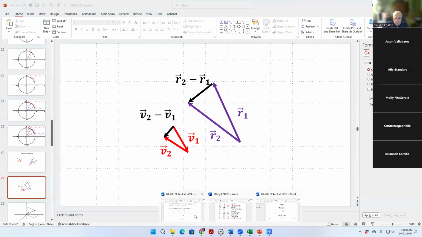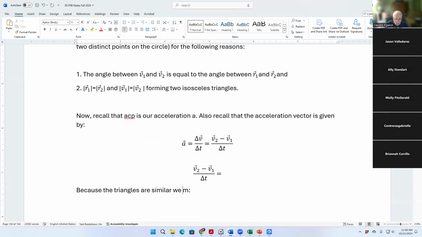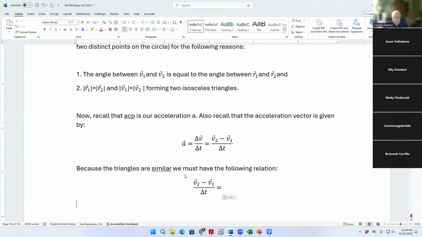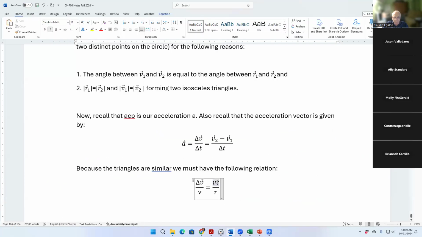Because the triangles are similar, we must have the following relation: delta V over V must be equal to V delta T over R. Let's call V delta T the difference of time between one point and another.